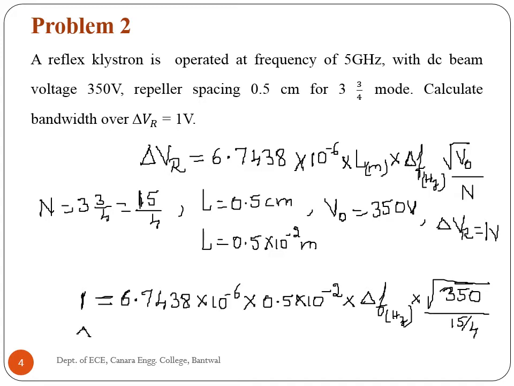Therefore, bandwidth is equal to 5.948 megahertz over delta VR is equal to 1 volts.